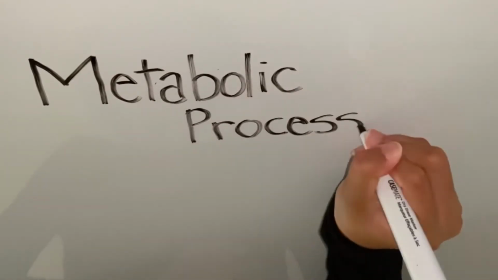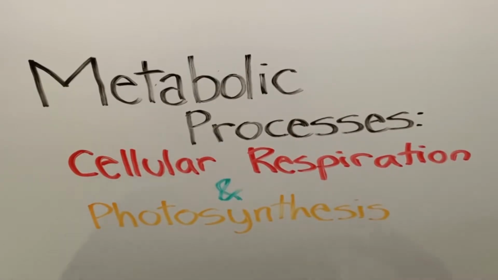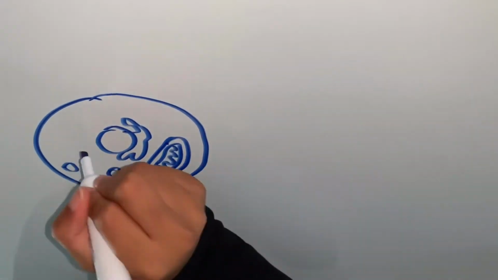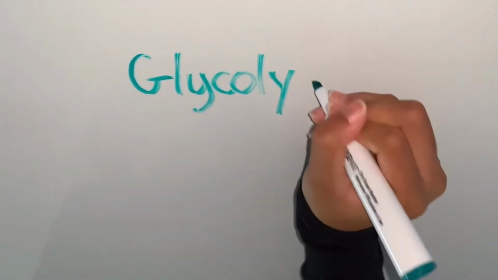Hi everybody, and welcome to reviewing the metabolic processes, cellular respiration, and photosynthesis. We know that for cellular respiration, glucose and oxygen are required to produce carbon dioxide, water, and energy.